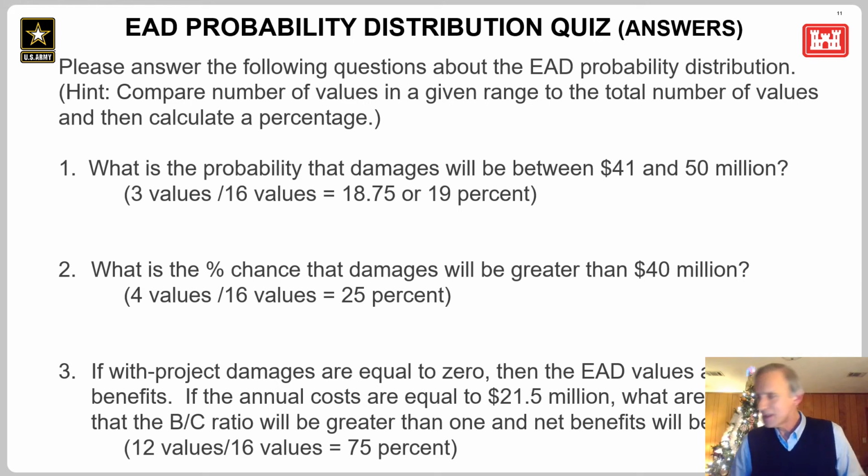And we had this: if the annual cost is equal to 21.5 million, how many values are greater than 21.5 million? And again, if I did my math right, there were 12 values, which means there's a 75% chance that the benefits are higher than the cost, right? Because there are 16 values, those are your benefits, and 12 of the 16 in total exceed the cost. So there's a 75% chance that your benefit to cost ratio is greater than 1 and your net benefits are positive.